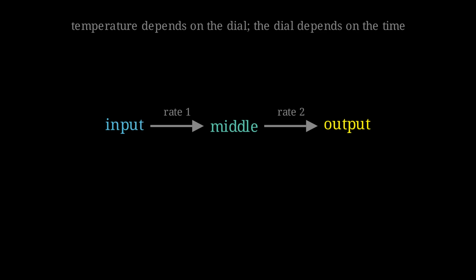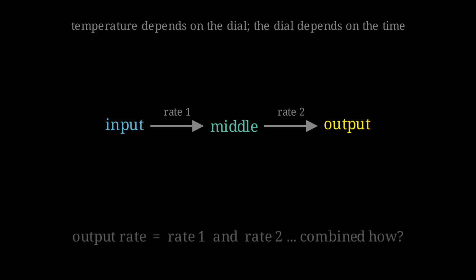Each stage has its own rate of change. The first rate tells you how the middle responds to the input, and the second tells you how the output responds to the middle. So do I add those two rates or multiply them or something else? That question is the chain rule, and the answer is cleaner than you might guess.